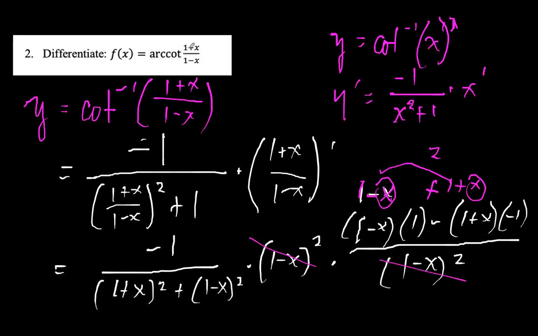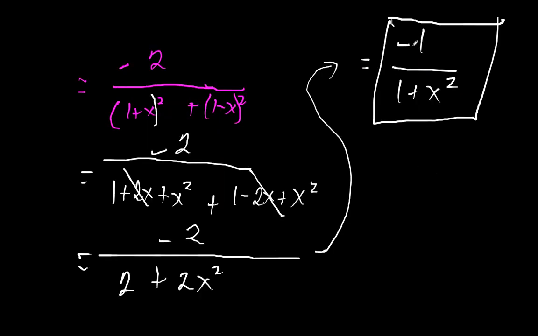Okay, what did I do? We're doing one of the most difficult problems here in this slide. We changed it to a more difficult problem, right? Instead of dealing with a simpler one. So the derivative of inverse cotangent of (1 plus x) over (1 minus x) is just equal to negative 1 over 1 plus x squared. This is just like the derivative of the inverse cotangent of x.